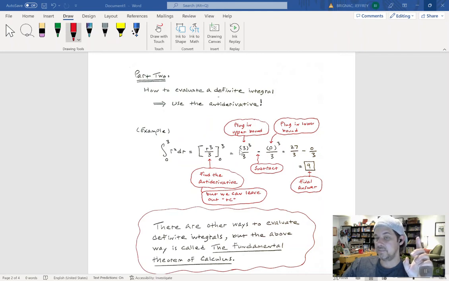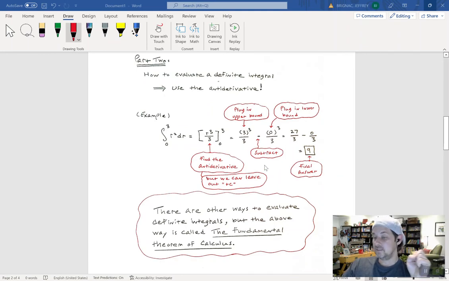So we plug in the upper bound, we write a subtraction, and then we plug in the lower bound, and then we just do that calculation. And we'll get 27 over 3 and 0 over 3. We'll get 9 if we do that. 9 is the final answer. Okay? So that's how we can evaluate a definite integral. We use the antiderivative as outlined right here.